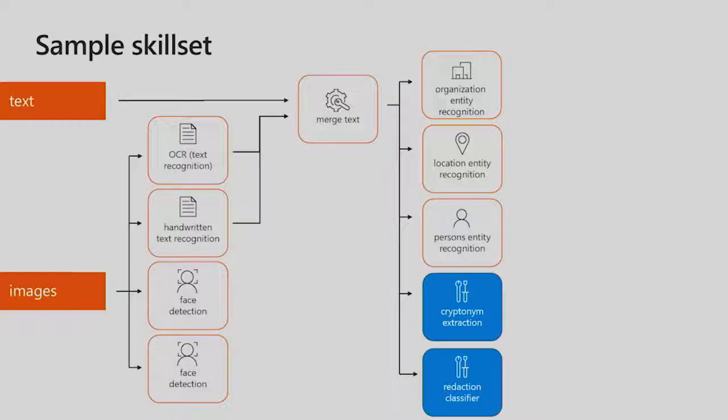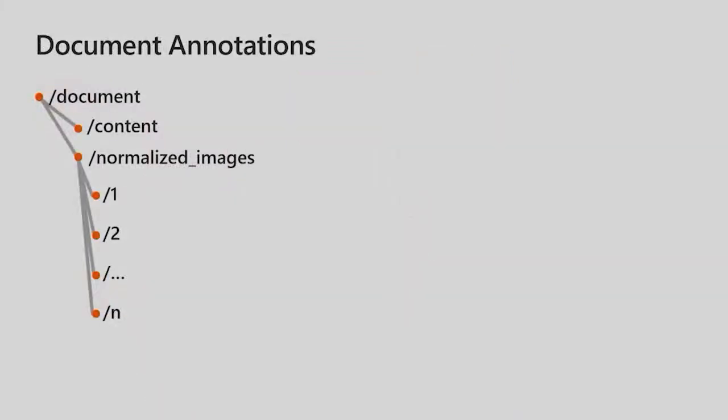So we need to be able to define this information, and we'll explain how to do that programmatically through a skill set. I should point out that as we come out of the document cracking stage, we have a set of properties related to a particular document. So I have a tree representation here in this slide for you. Essentially, a document has content, it has a set of normalized images, and I can reference each of these as part of a tree. That's how we can think about it.